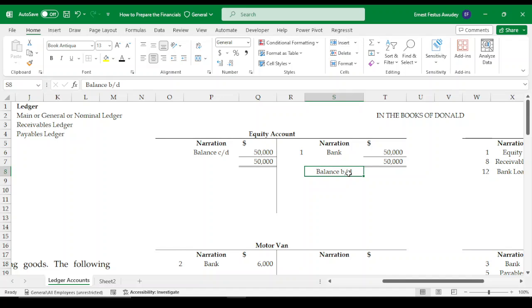All right, so whenever you see this, it is referring to balance brought down, and whenever you see this, you are referring to balance carried down. Now this balance carried down is usually at the end of the month. So as you were using the date, this would have been the ending of the month date. It would have carried the ending of the month date, and this will be the next month date, the first date of the next month.